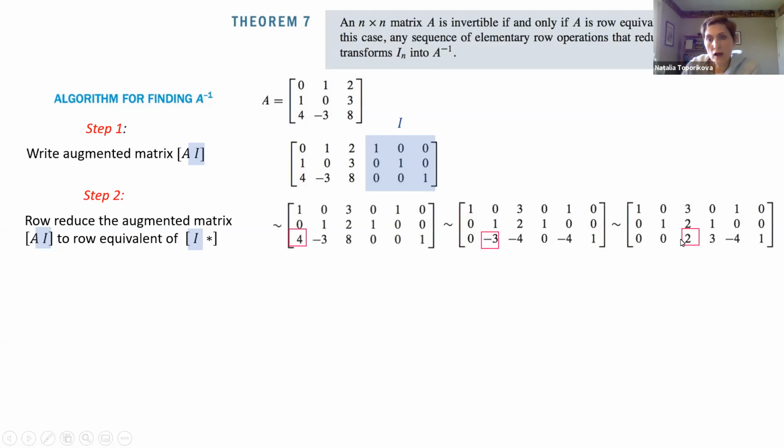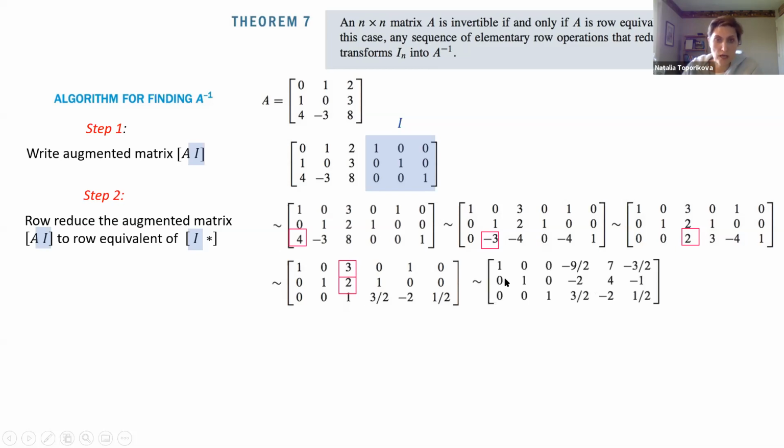We want to have 1 here, instead we have 2, so we need to divide by 2. Now we have all the diagonal entries equal to 1. This is what we want for an identity matrix. But we also want zeros above and below the ones. Here we have 2 and 3, so again we use row operations to get the zeros.